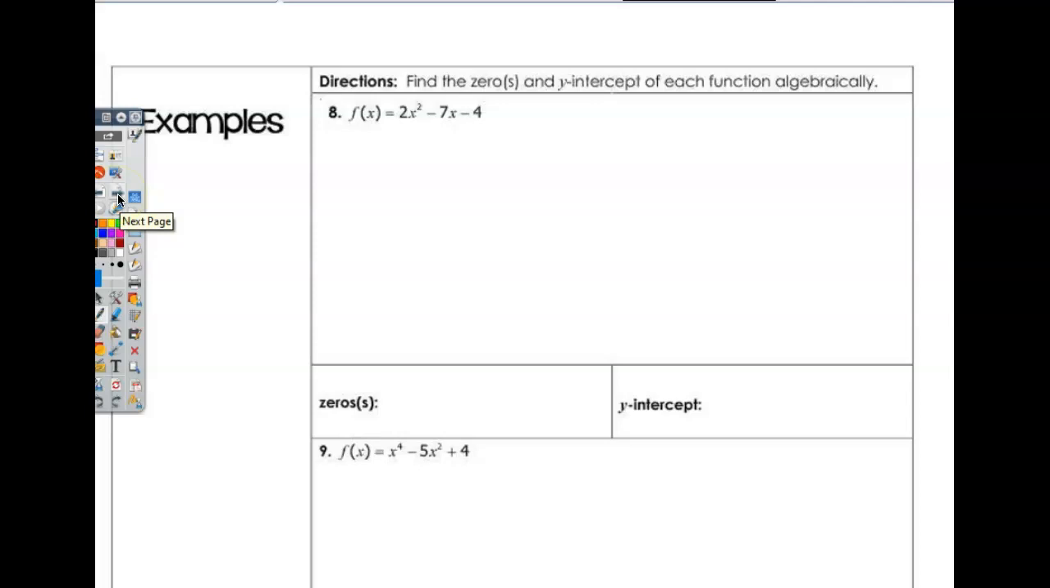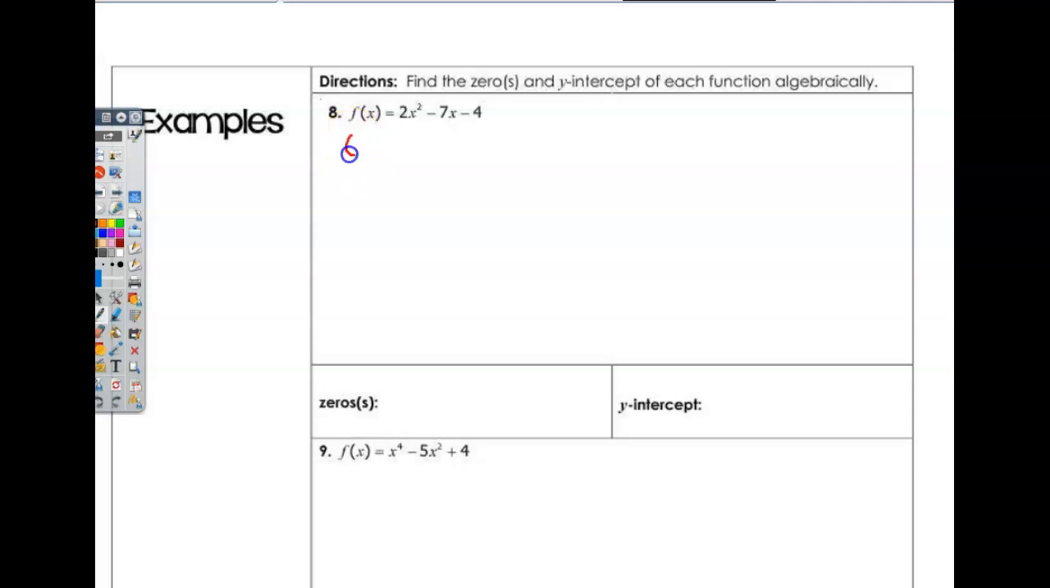All right. How do I find the zeros here? What kind of equation do I have? It's a quadratic, so how do I find the x-intercepts on a quadratic? What did we do yesterday? Factor. So we're going to factor.